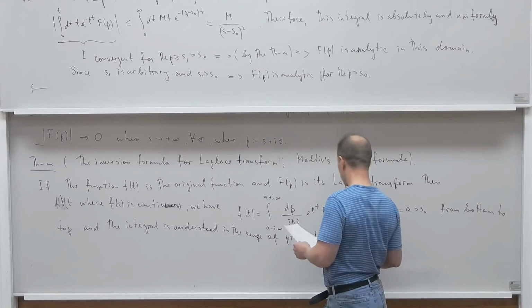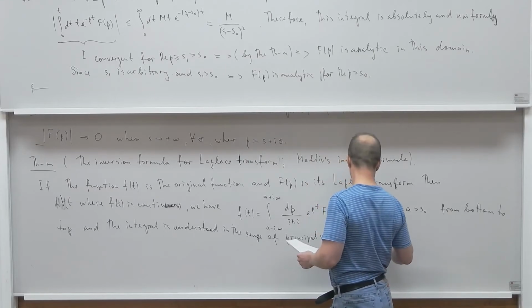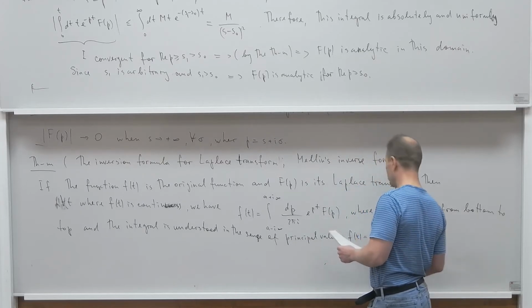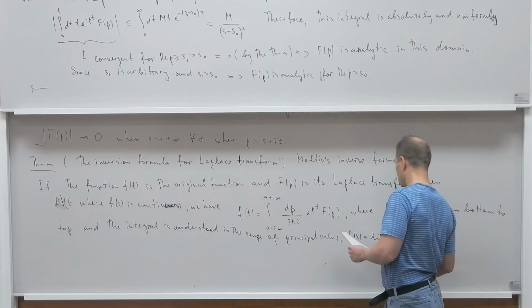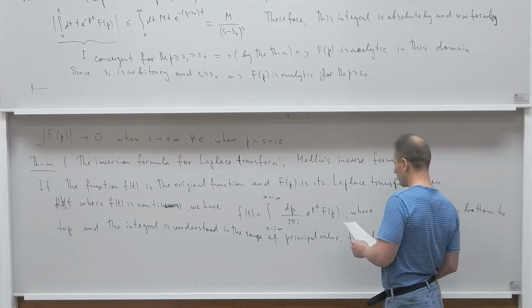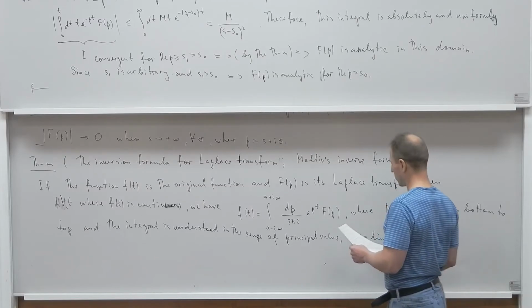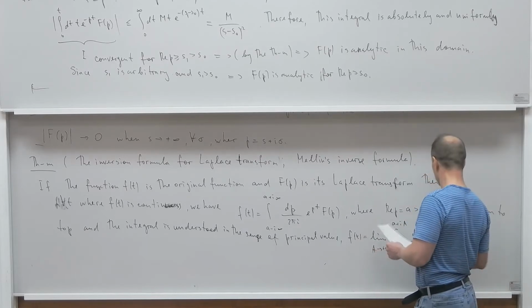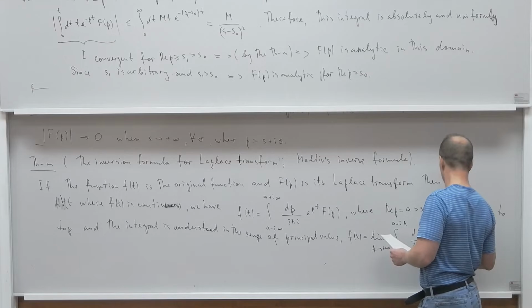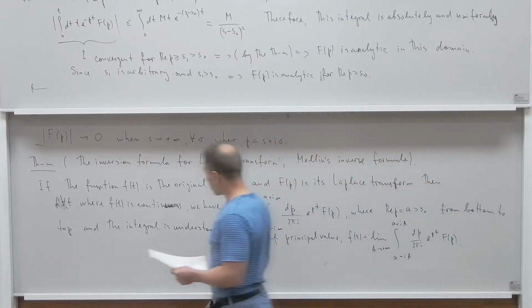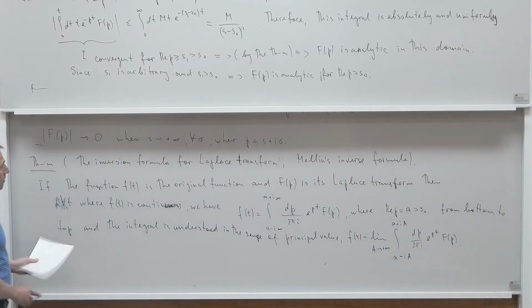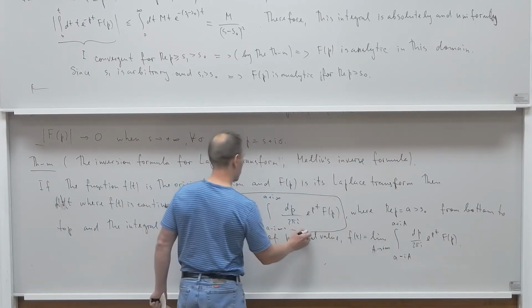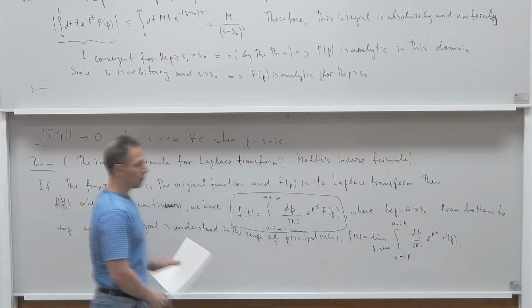In other words, f of t is equal to the limit when large R tends to plus infinity, and the integral is evaluated with such limits. This is the formula, the inverse formula, the formula for inversion of the Laplace transform.